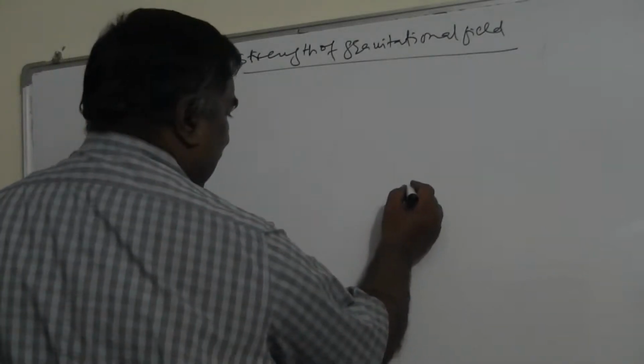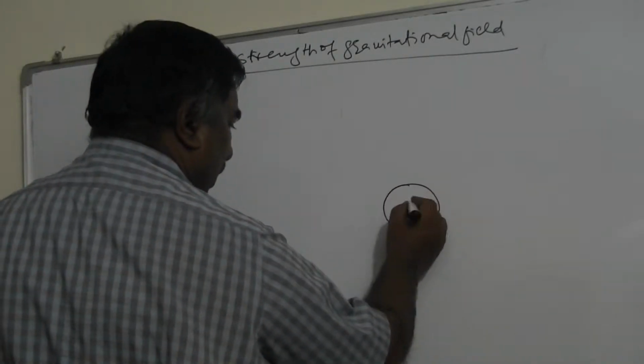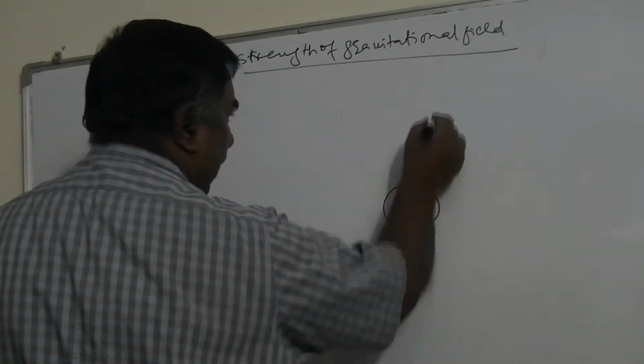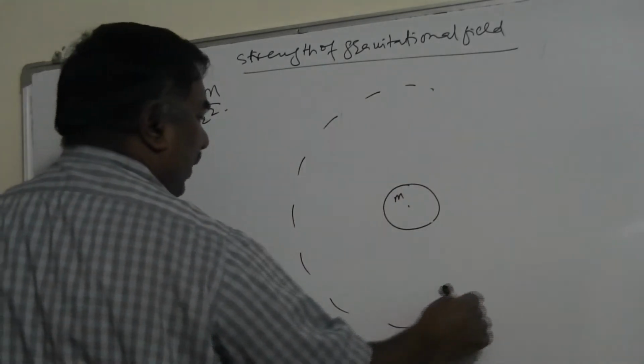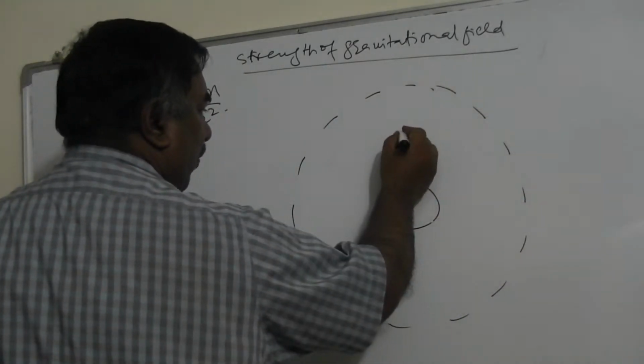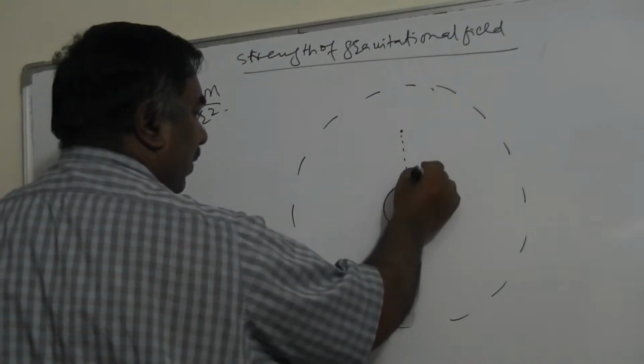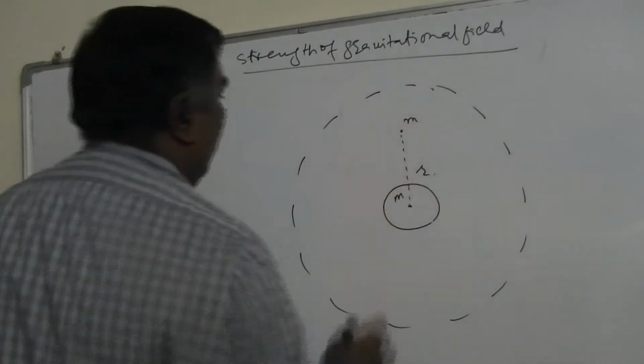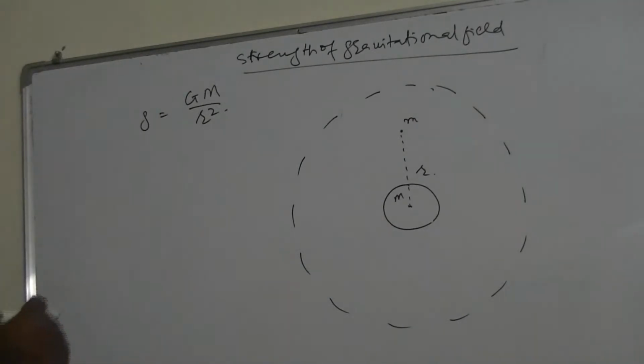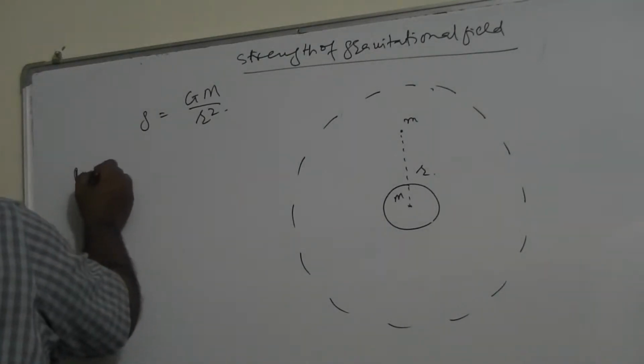Suppose this M is the body due to which the gravitational field exists, at its center, and this is its gravitational field. Now if I want to find the gravitational field at this point, which is at distance r from here, I will just place a mass m here. When I place it, I'm just giving a proof of this.